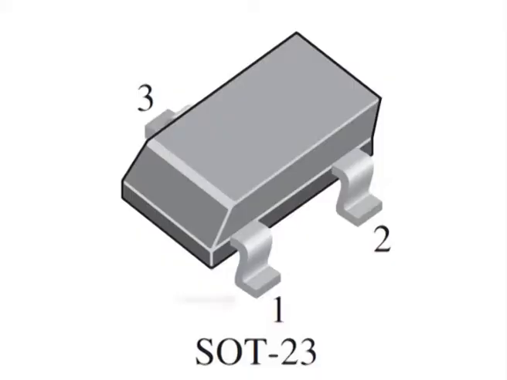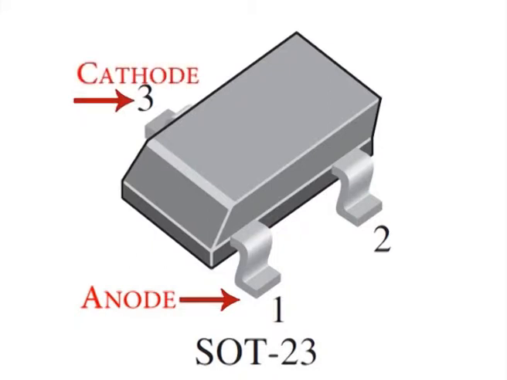The SOT type is a 3-terminal package in which there are either 1 or 2 diodes. In a single diode SOT package, pin 1 is usually the anode and pin 3 is the cathode. In a dual diode SOT package, pin 3 is the common terminal and can be either the anode or the cathode. Always check the data sheet for the particular diode to verify the pin configurations.